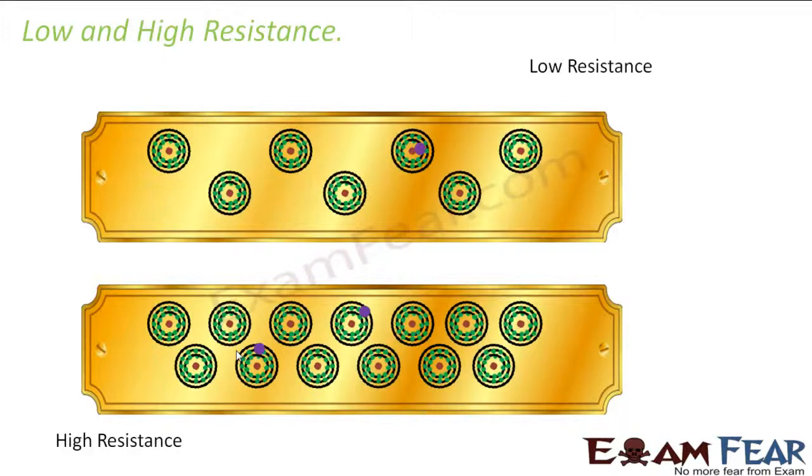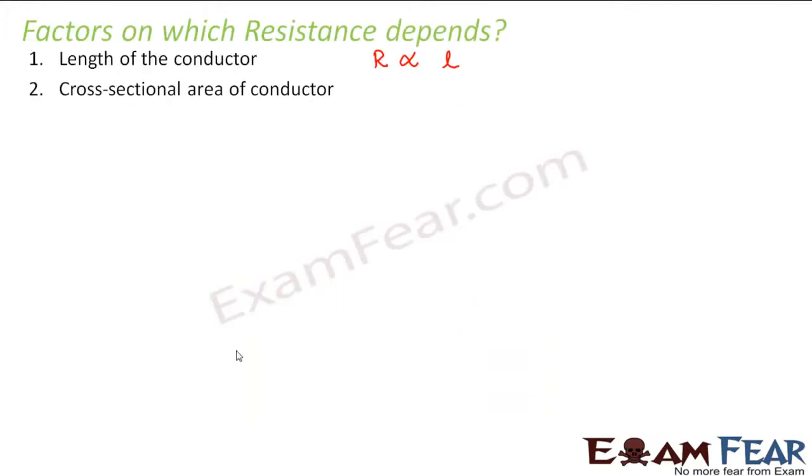So the collision will reduce. So we can say that resistance is inversely proportional to area. If you increase the area, the resistance will decrease. It is something like this.